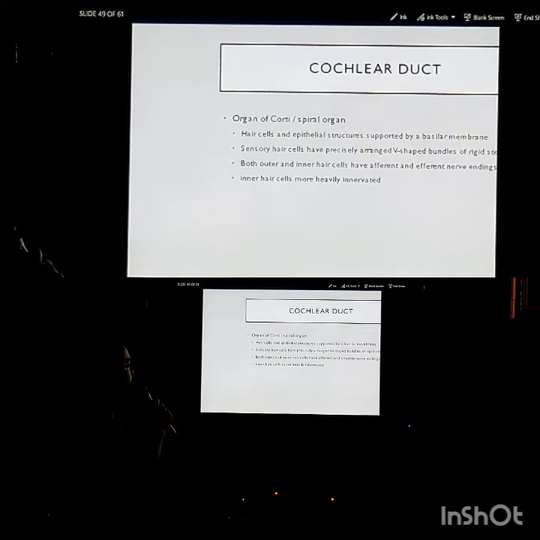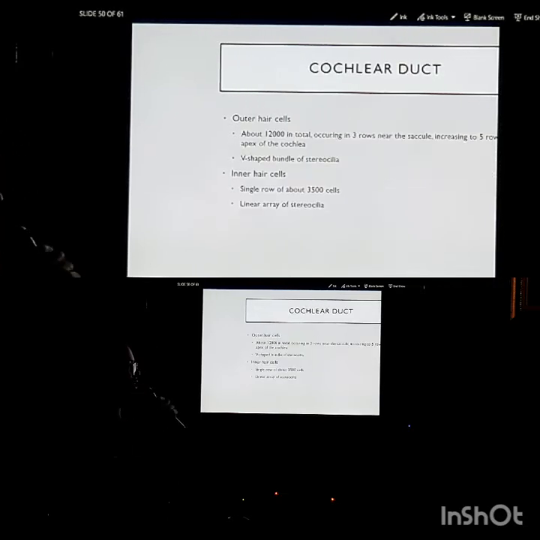Okay, the organ of Corti is composed of sensory hair cells. They have outer and inner hair cells, two groups of hair cells. Remember that the inner hair cells are more heavily innervated, but they are actually fewer in number. Okay, the outer hair cells outnumber the inner hair cells about 3:1. You have about 12,000 outer hair cells arranged in 3 rows, and inner hair cells which are arranged in a linear array, so about 3,500 cells.